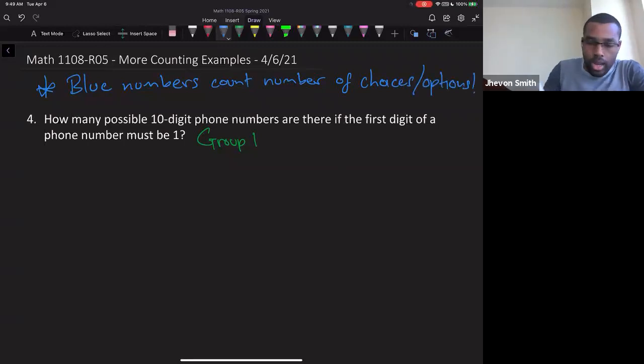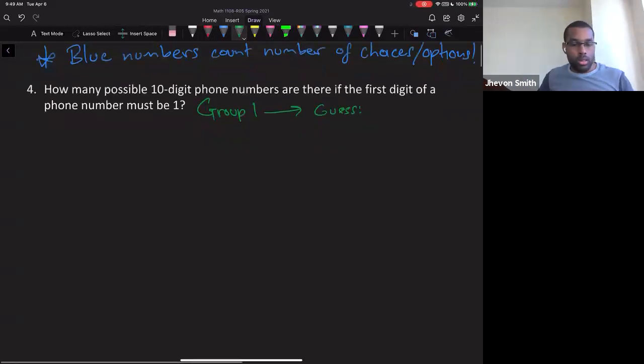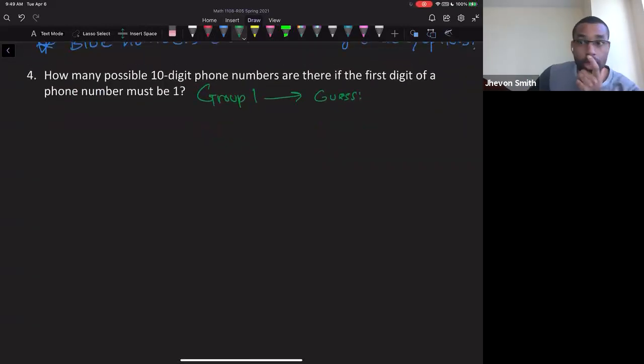Okay. So group 1, really quickly, what is your guess here? I don't know if it's right, but I got 1 times 10 to the 9th.